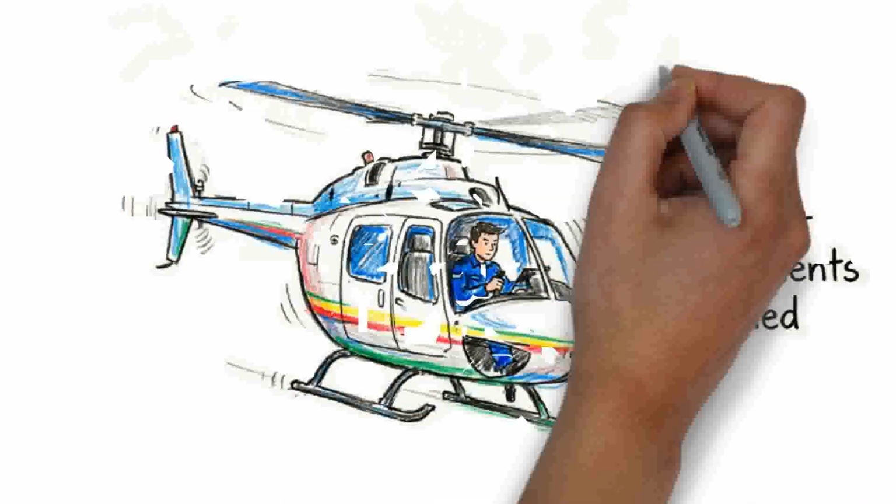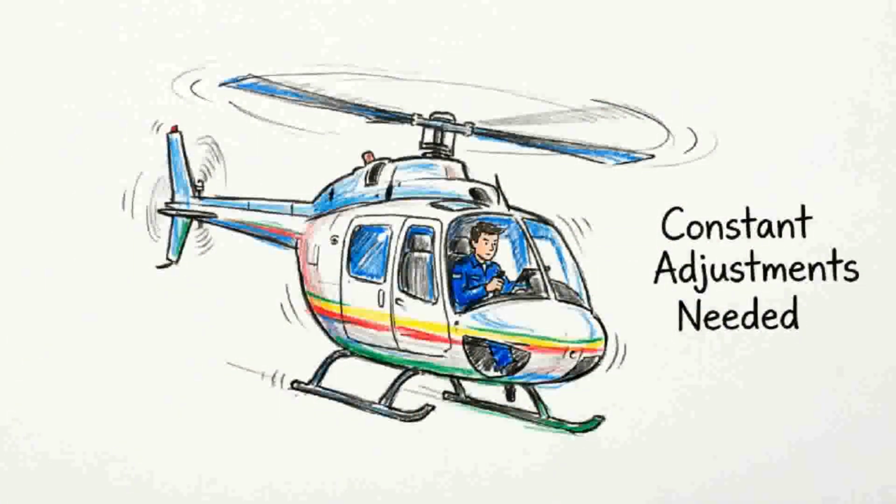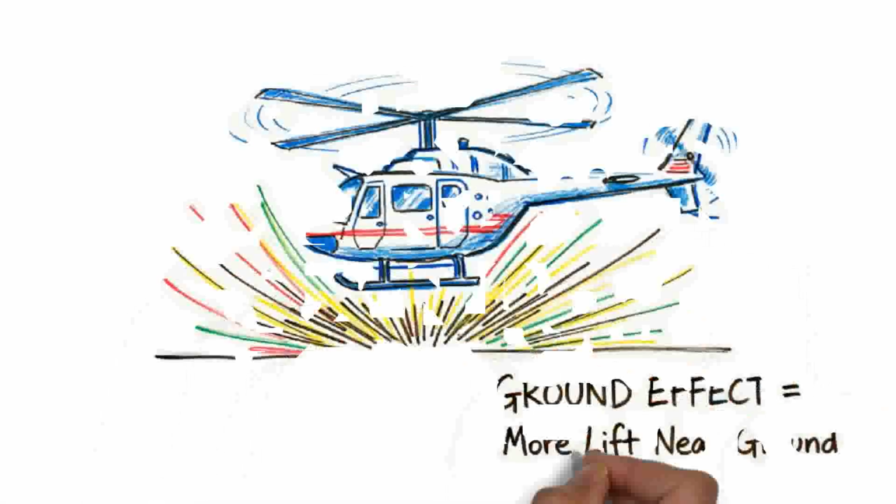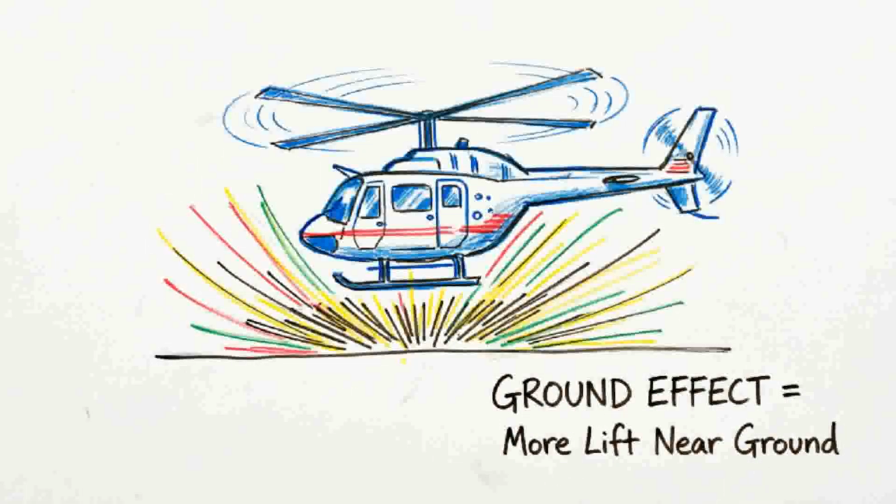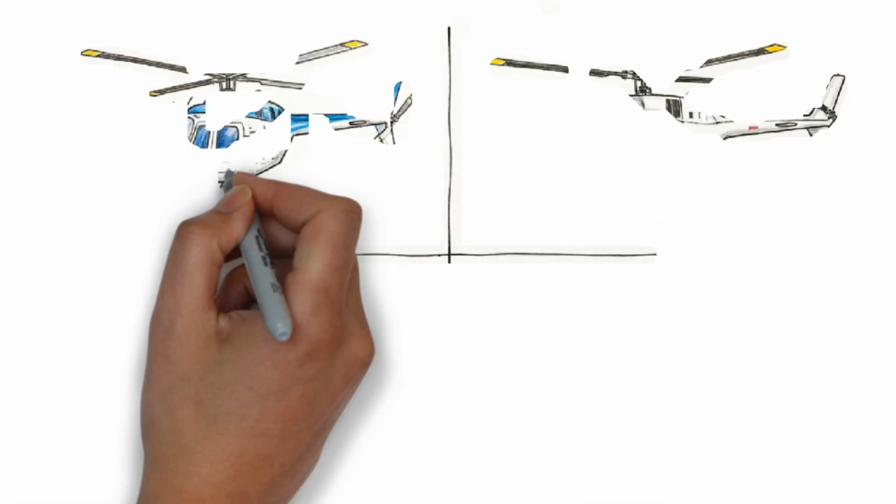Hovering requires constant small corrections. The helicopter is naturally unstable and wants to drift in the wind. Near the ground, helicopters experience ground effect, extra lift from compressed air bouncing off the surface, making hovering easier.